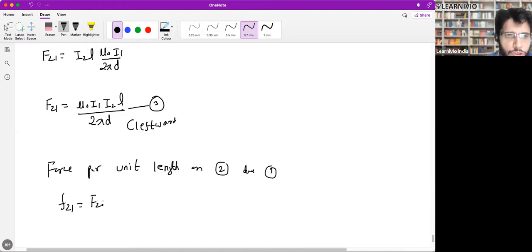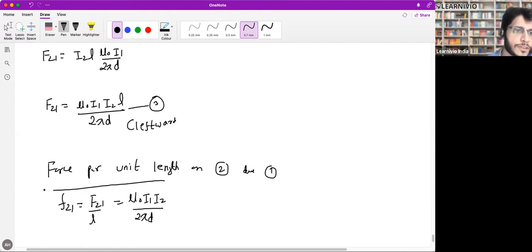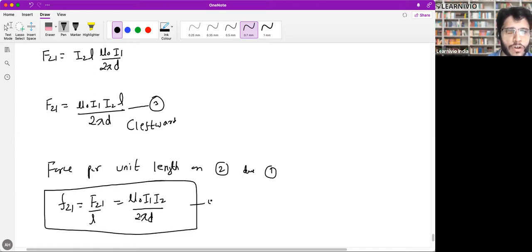So this force per unit length we represent by small f21. This is the total force divided by length. This is the force on length L. For force on unit length, you divide it by L. When you divide it by L, you will get mu naught I1 I2 over 2 pi D. So this is the force on unit length of conductor 2 due to conductor 1.